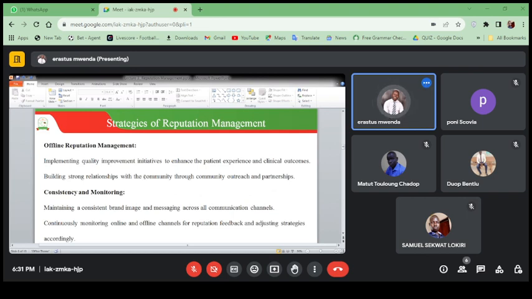And then also, like I said about online, we need the aspect of consistency and monitoring. We need to be consistent in terms of the brand image, in terms of the messaging across all communication channels. So consistency, we do it online, we do it offline. We ensure we receive feedback. Whatever is negative, we can resolve that issue and ensure that reputation management has been well taken care of.